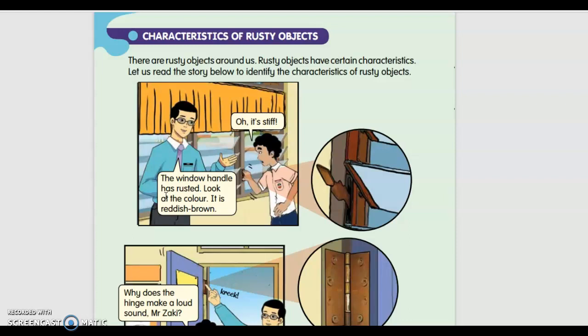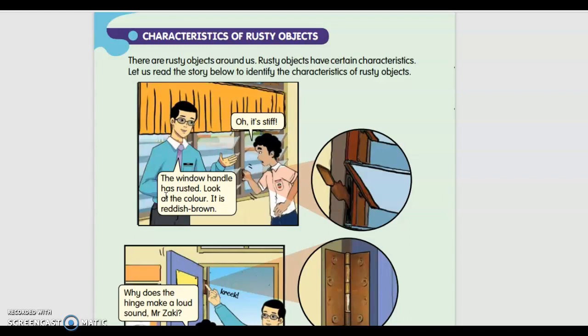Okay, but before going deep into rusting, we have to learn about the characteristics of rusty objects. What are the features that we can say that an object has already rusted? Okay, so there are rusty objects around us. Rusty objects have certain characteristics. Let us read the story below again.